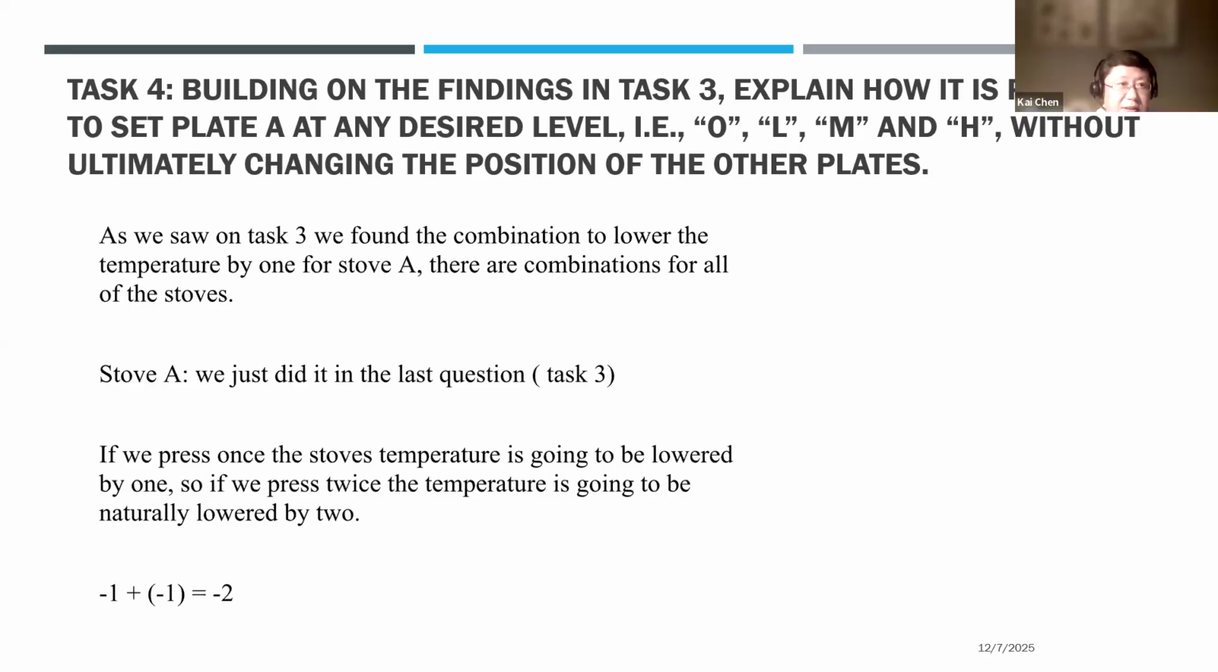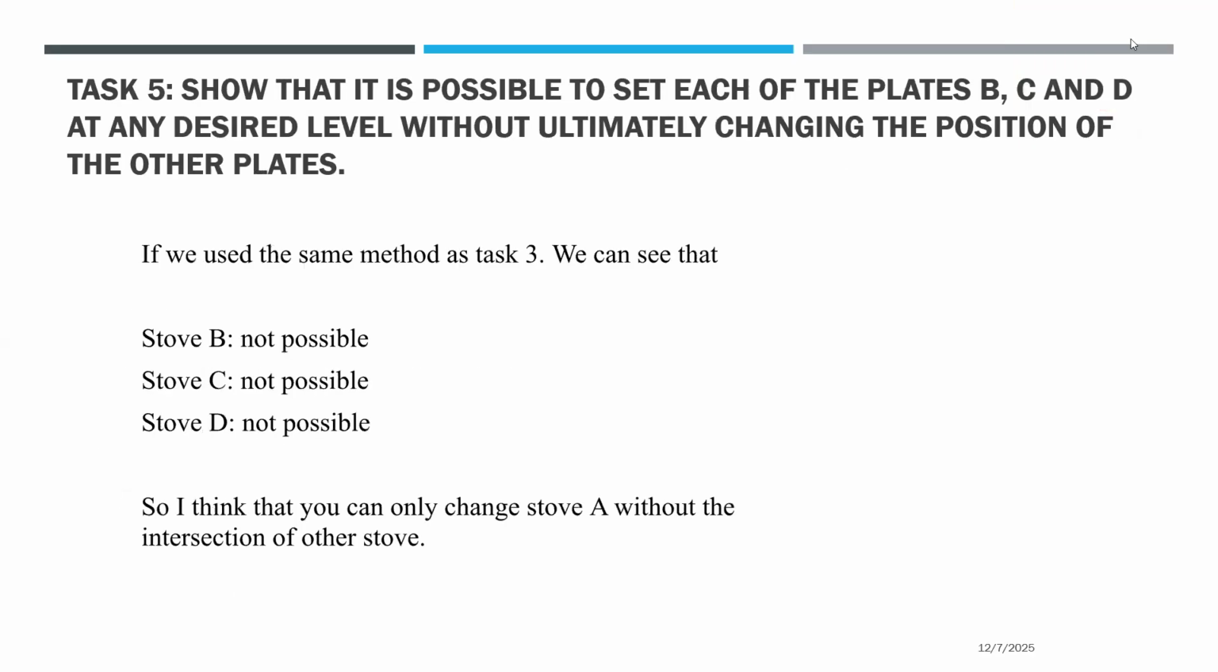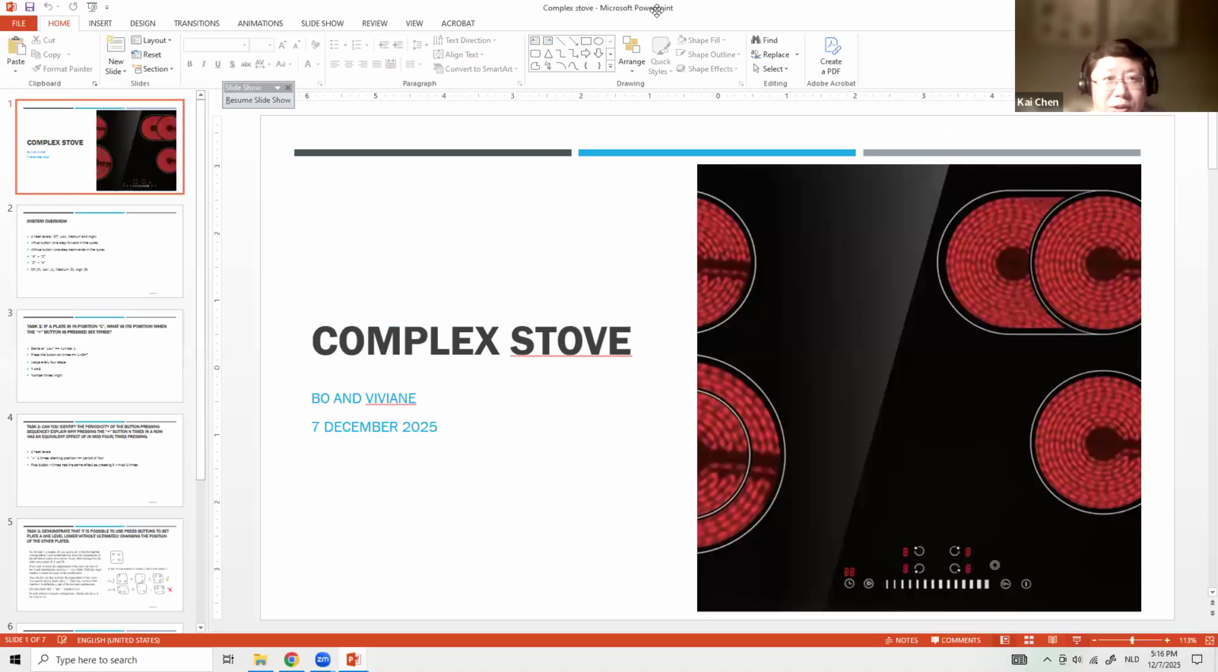Correct. And for task 5, I don't think it's possible to change any of the other stoves without changing any other stove's temperature. So I think A is the only option. Okay, that's your answers. I'm going to explain later whether it's correct or not.